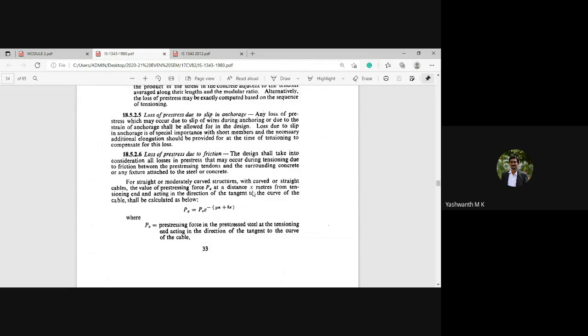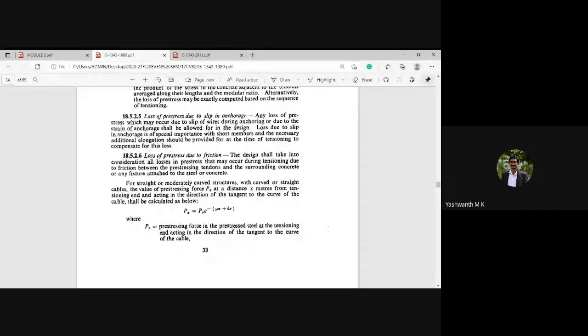Is it clear? With this context, whatever you have learned from the last session and in this session as per the code, let us work out some problems so that you can learn to calculate the loss of stresses. Let me start with the problems. I will stop sharing this and go ahead with the problems now.